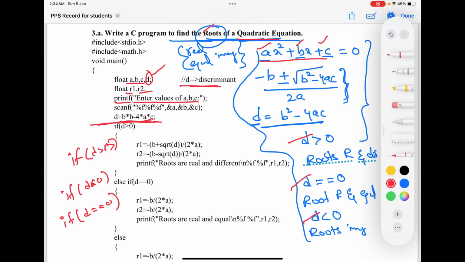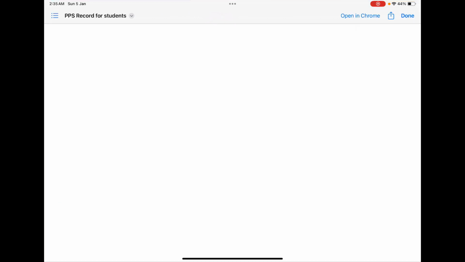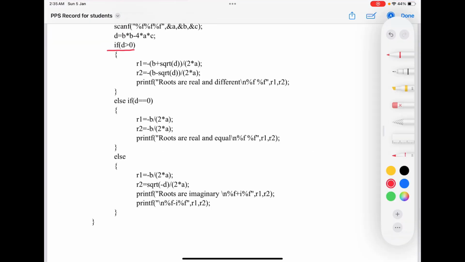When you are given three different cases, you have many options to implement this. You can use simple if statements, or you can use if, else if and else. You can use either one. I'm going to use if, else if and else. So the if is: d greater than 0.